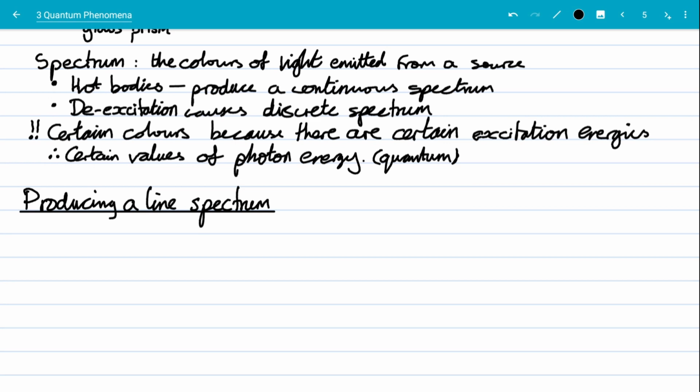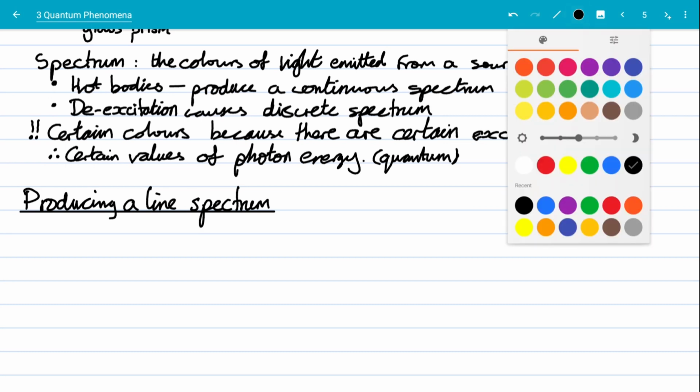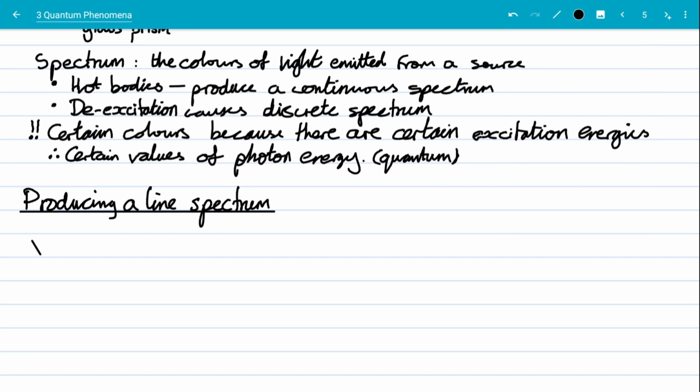It's nothing more complicated than that. So what we can do is use a light source, which I will represent as some sort of container of gas, and say it's excited somehow. Maybe we put a big potential difference across it. That's going to emit light in all directions. So we can choose to use the light in one particular direction.